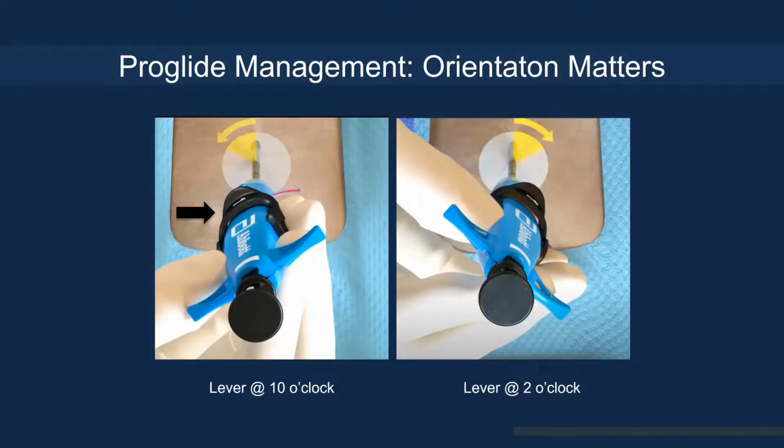Now, in terms of angulation and orientation, it's important because depending on the vessel characteristic and diameter, you want to be able to deploy the first Proglide and the second Proglide in slightly different orientation to reinforce the arteriotomy closure. So first, you want to rotate the lever perhaps at 10 o'clock in a clean, large vessel, and then you rotate the second Proglide and deploy the lever at 2 o'clock.